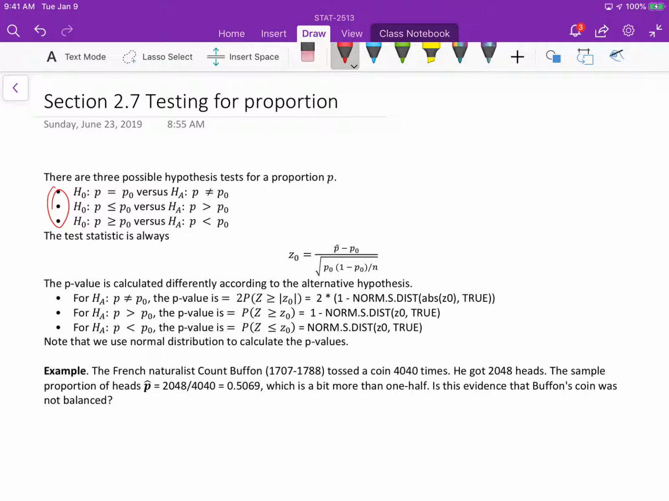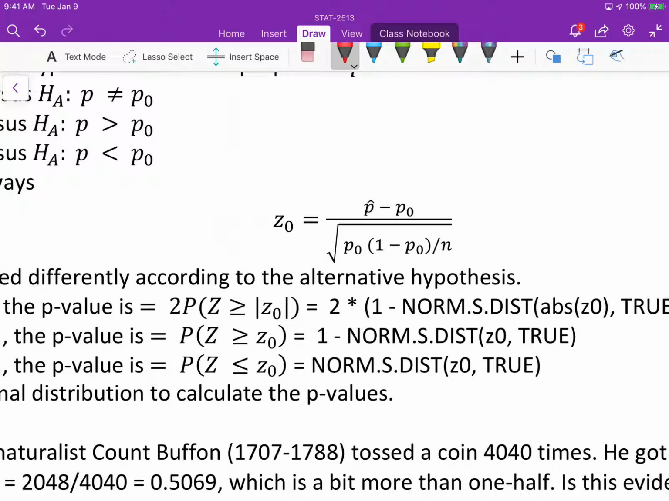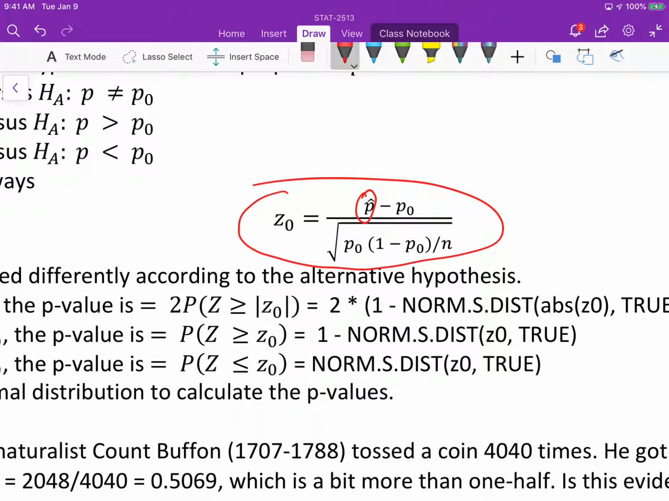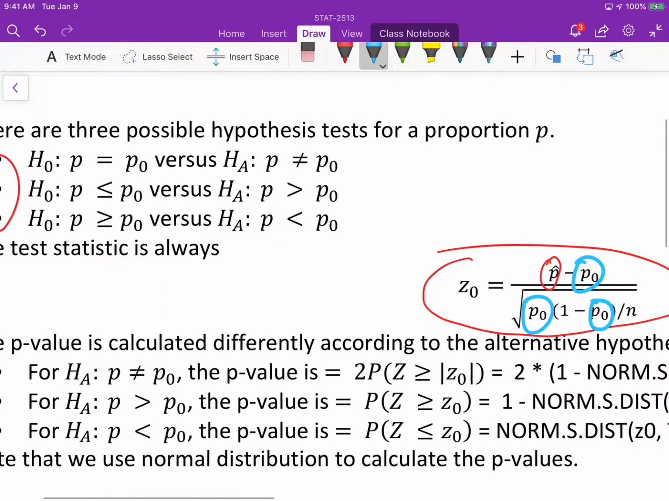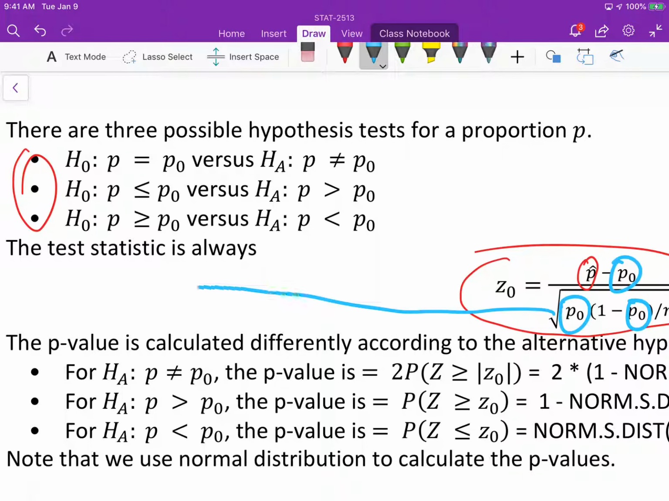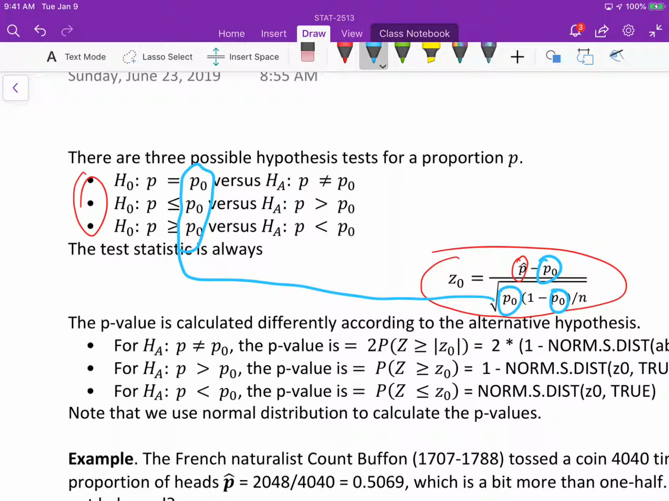And no matter what the hypothesis test is, the test statistic is calculated in the same way. This is the formula to get a test statistic. You can see p hat is the sample proportion. And then we have P0. P0 is the value you want to test in your null hypothesis. Of course, then we have n. n is the sample size.